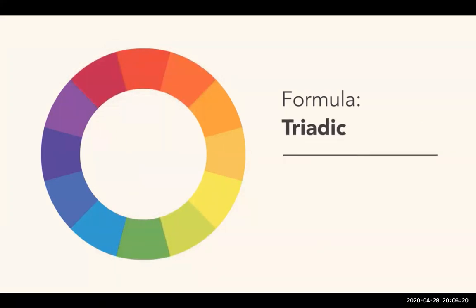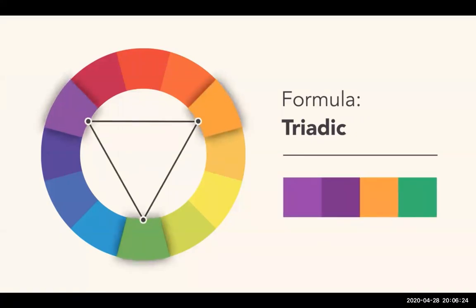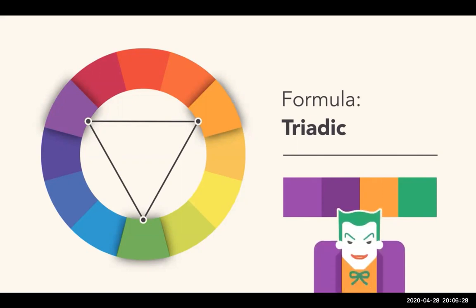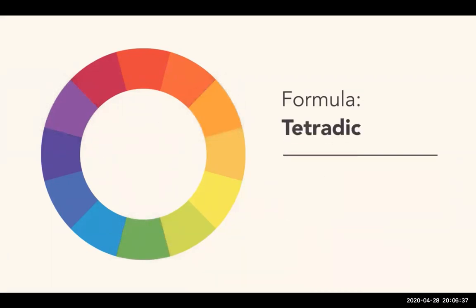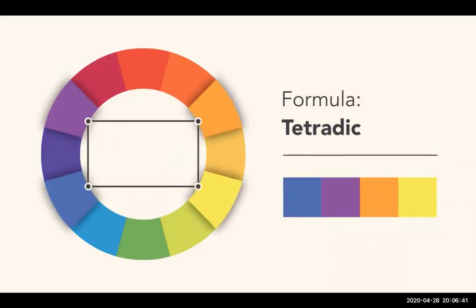A triadic color scheme uses 3 colors that are evenly spaced, forming a perfect triangle on the wheel. These combinations tend to be pretty striking, especially with primary or secondary colors, so be mindful when using them in your work. Quadratic color schemes form a rectangle on the wheel, using not 1 but 2 complementary color pairs. This formula works best if you let one color dominate while the others serve as an accent.